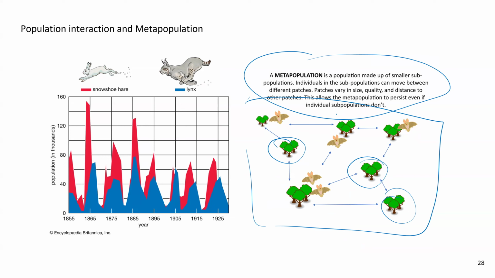Over here, we looked at boom bust cycles. Honestly, this is not going to be on the final. So you can look over this, remembering that sometimes we looked at the relationship between the snowshoe hare and the lynx. Metapopulation, you might want to know that.